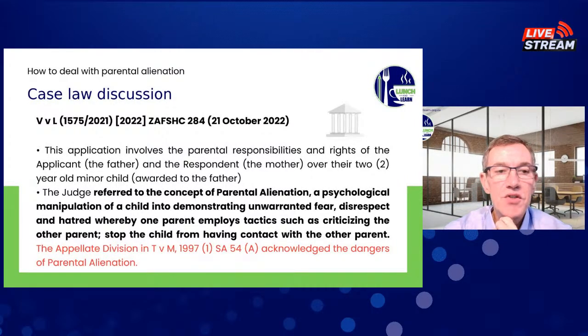And the judge then referred to the concept of parental alienation as a psychological manipulation of a child into demonstrating unwarranted fear, disrespect, and hatred, whereby one parent employs tactics such as criticizing the other parent and stopping the child from having any contact with the so-called bad parent. So there was reference made to the psychological term of parental alienation in the V versus L case in 2022.